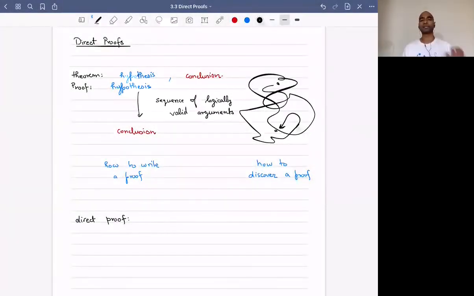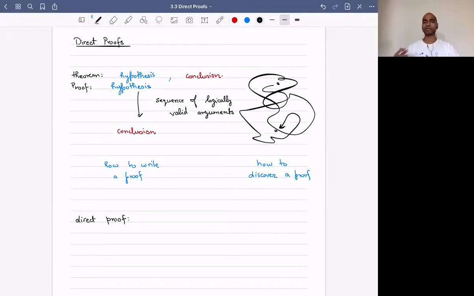We'll start by looking at direct proofs. Recall that a theorem is usually saying that there is some hypothesis, and if these hypotheses are true, then the conclusion is true. A proof then is a sequence of statements that starts at the hypothesis and reaches a conclusion through logically valid arguments. And that's how a proof is written, but that's not how it's discovered. The discovery of proof is completely nonlinear and cannot be compartmentalized.